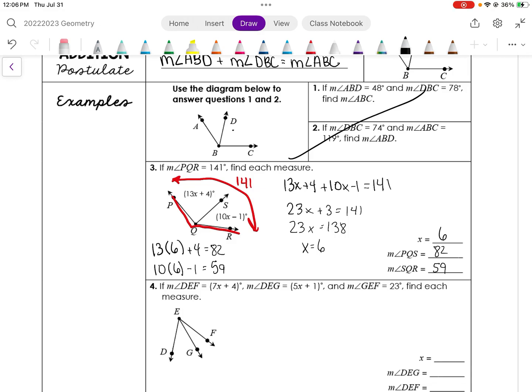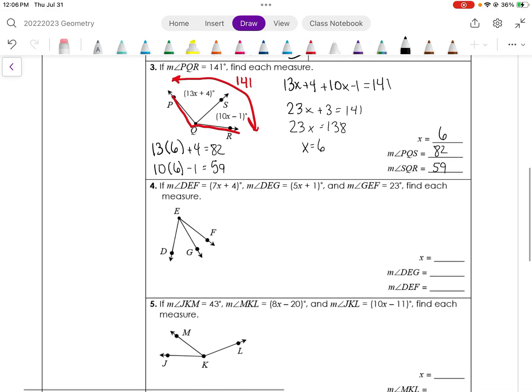And remember, you could always double check your answers. Does 82 plus 59 equal 141? Yes, it does. I just checked my answer. So we're good. Part plus part equals whole. Next one.